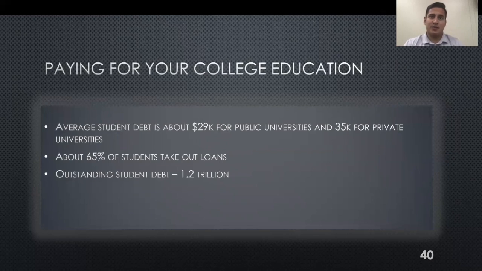Okay, now we're at the point where you've accepted your admissions and financial aid, paid your security deposit, and need to pay for those expenses that were not covered by financial aid. Now, when you're comparing your situation to the average student in the United States, here are some things you want to remember. The average student debt for public universities is about $29,000, and $35,000 for private universities. About 65% of students take out loans, which brings the national debt outstanding to 1.2 trillion and counting.